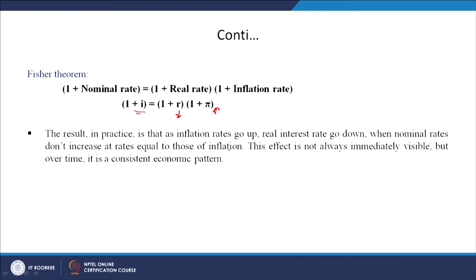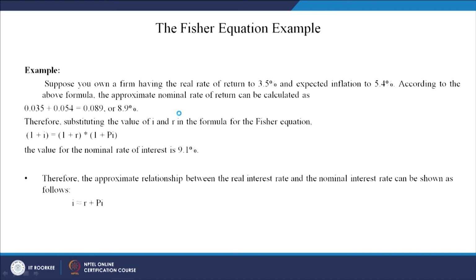What it is saying is that the nominal interest rate is affected by the real interest rate and the inflation. There is an equation, so they affect each other. Suppose, let us say in this example, you own a firm having a real rate of return of 3.5% and expected inflation of 5.4%. The real rate of return is 3.5 and the expected inflation is 5.4.